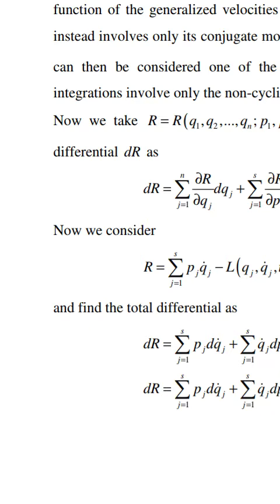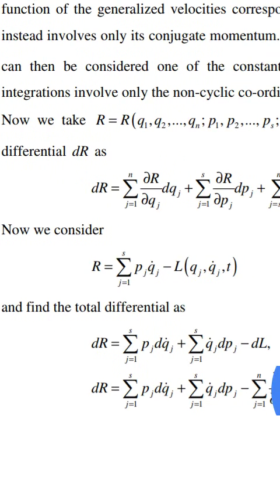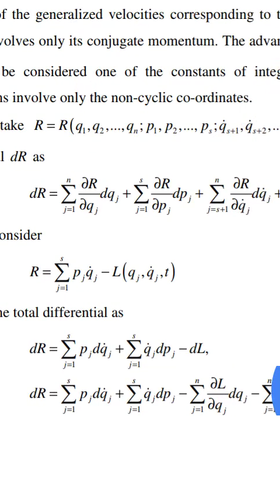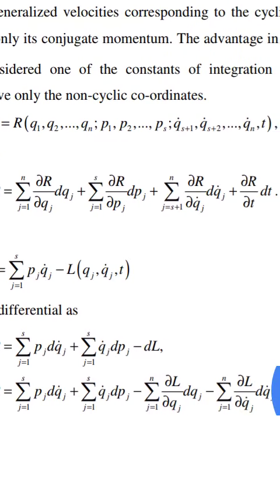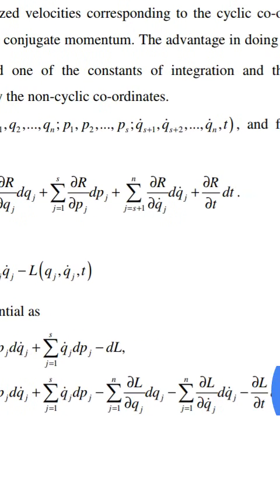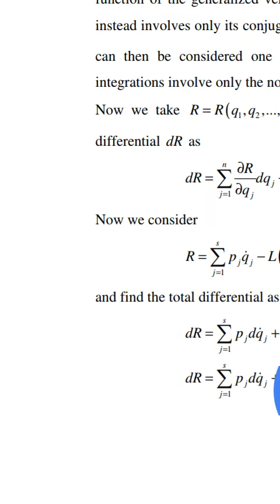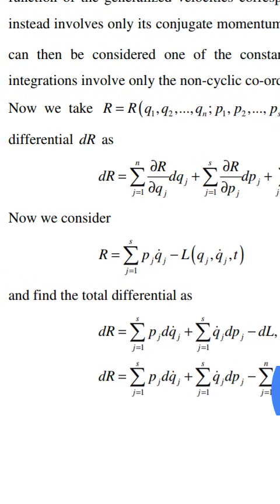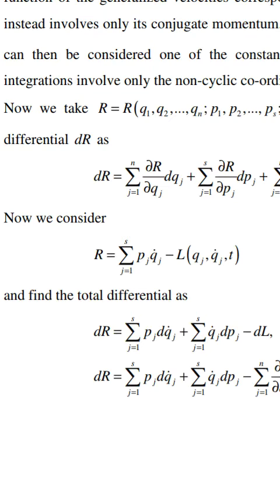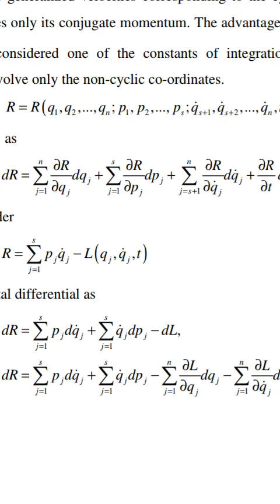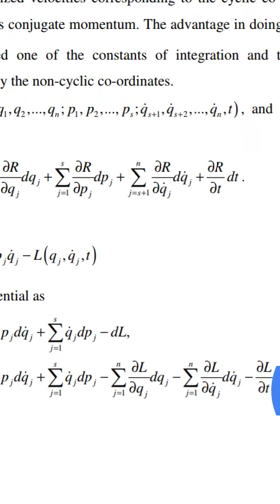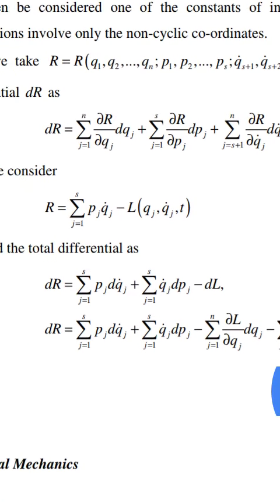Now we take R equal to R of q1, q2, ..., qn, p1, p2, ..., ps, qs+1, qs+2, ..., qn, t, and find the total differential dR as dR equal to the summation of dou R by dou qj dqj plus the summation of dou R by dou pj dpj plus the summation of dou R by dou qj dot dqj dot plus dou R by dou t dt.